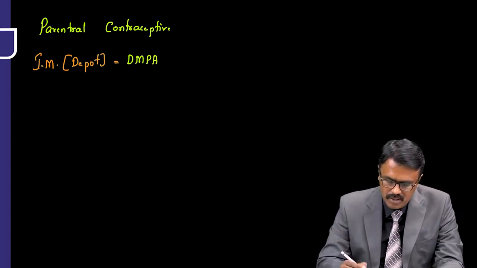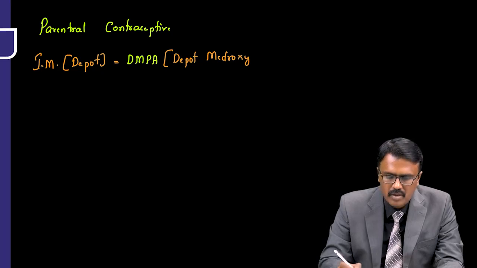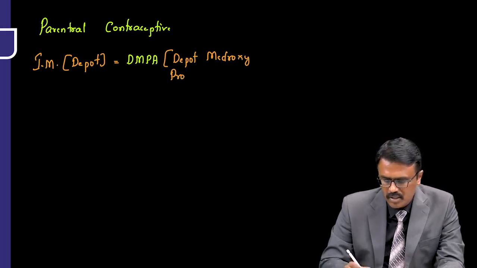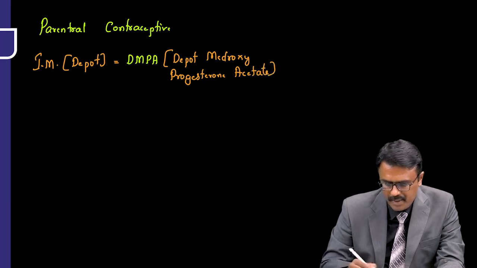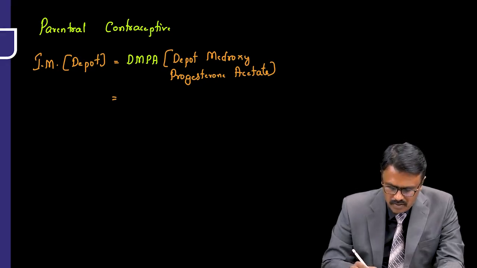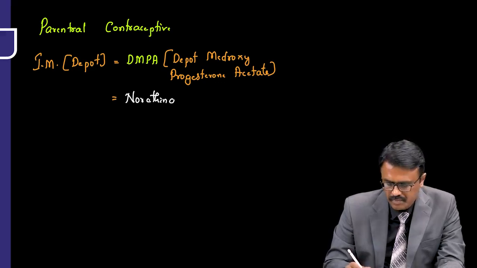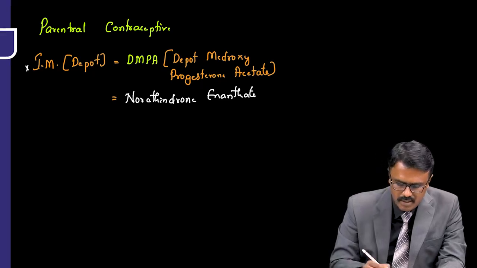What is a depot? DMPA stands for depot medroxyprogesterone acetate. Then we also use another depot preparation called norethindrone enanthate. Norethindrone enanthate is used as an IM depot preparation.